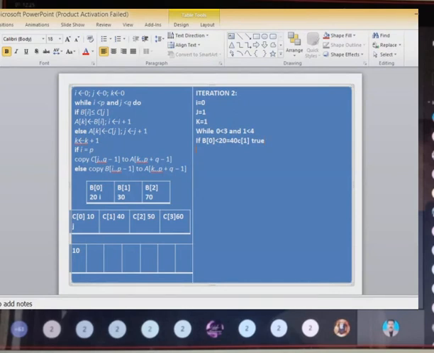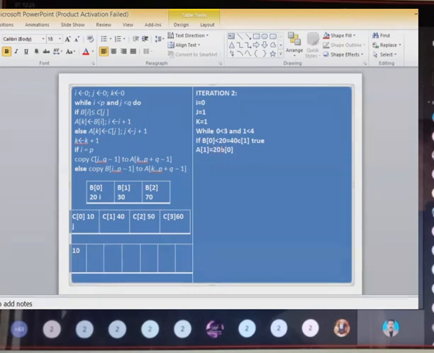What is the next statement? Now the condition is satisfied. A of k is 1, right? A of k equivalent to B of 0. Now, what is B of 0? So we are going to assign B of 0, that is 20, to A of 1. We are going to assign 20 to A of 1.